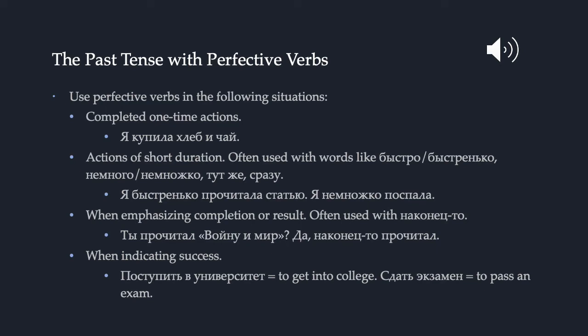And then another time when you're going to use perfective verbs is when you're describing actions of short duration. And the emphasis is on doing something for a little bit. So there's a strong emphasis on doing something for a short duration. And you're often going to use a perfective verb with words like быстро or быстренько, quickly, немного or немножко, a little bit, тут же, here and now, or сразу, right away.